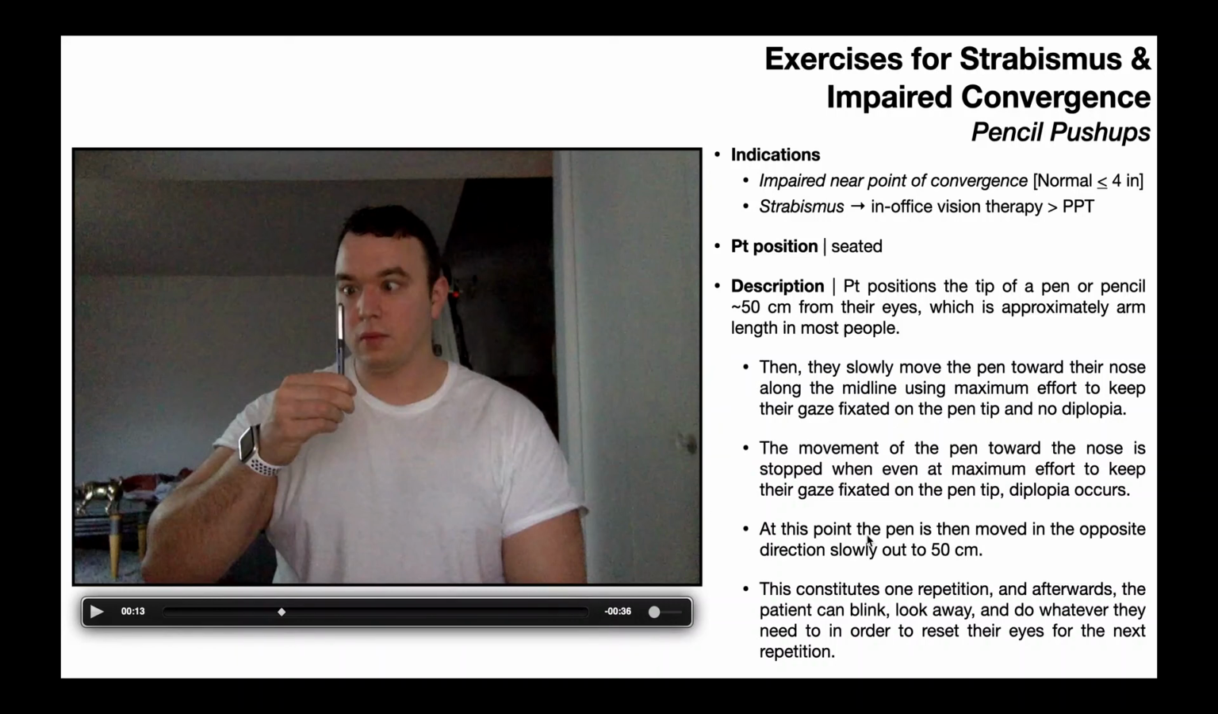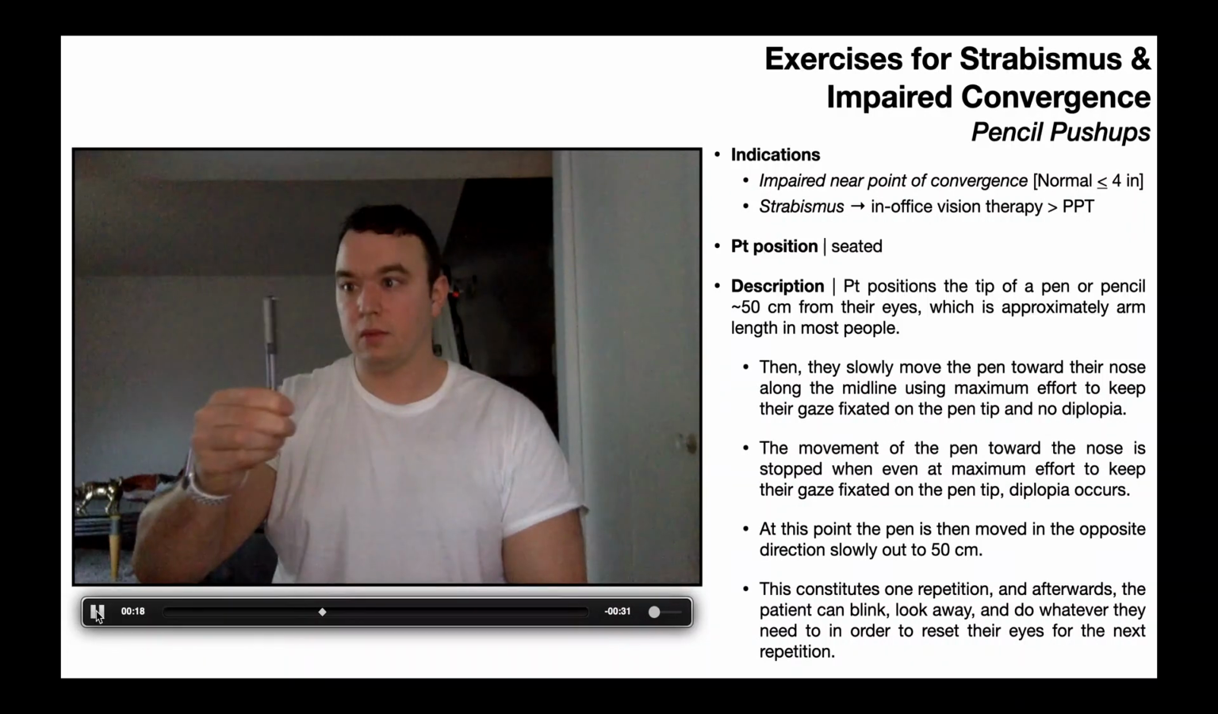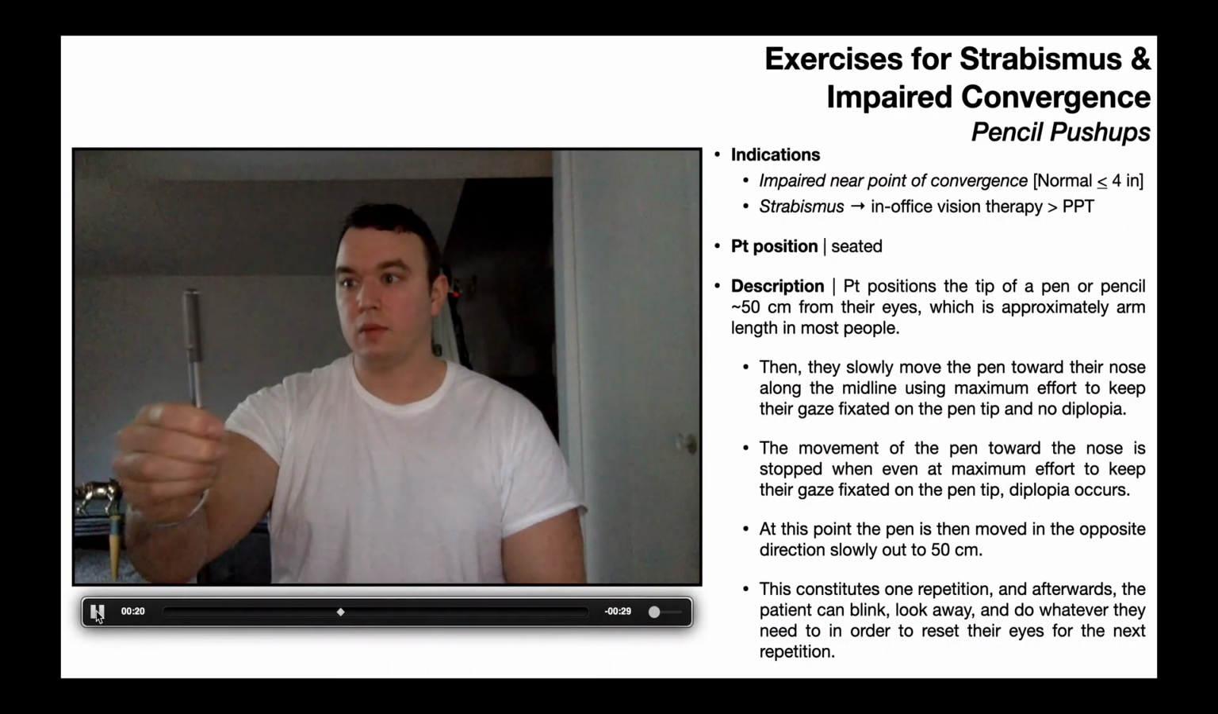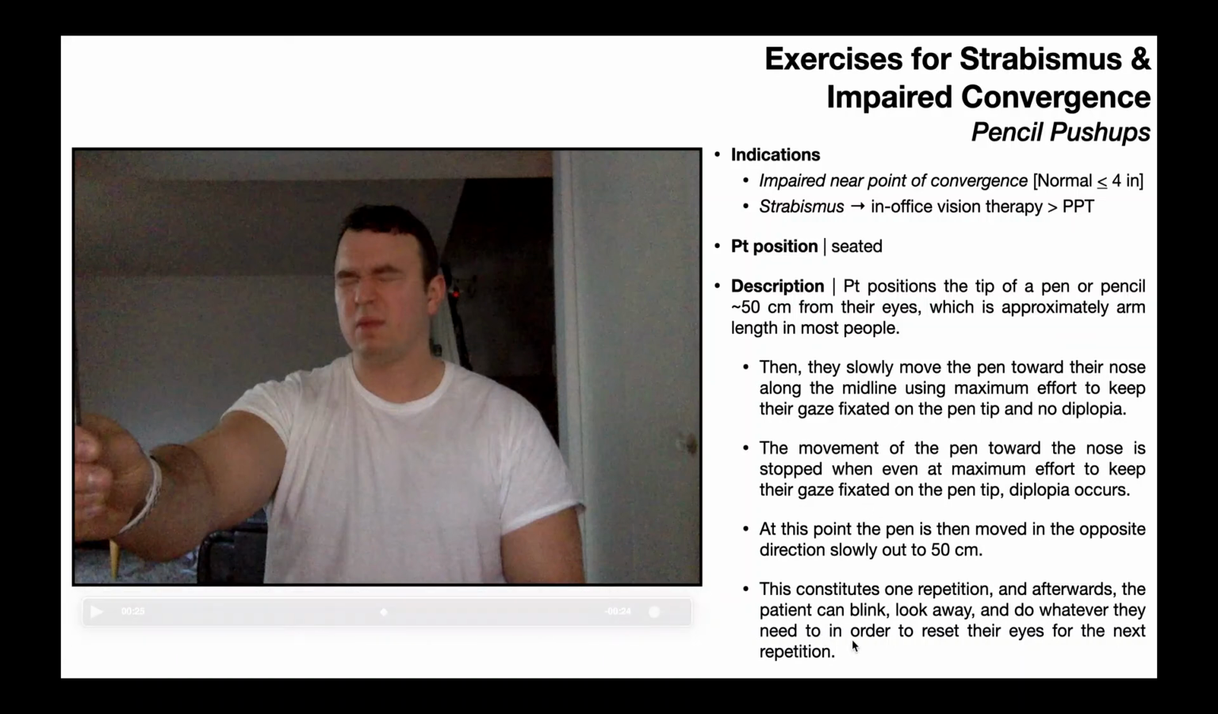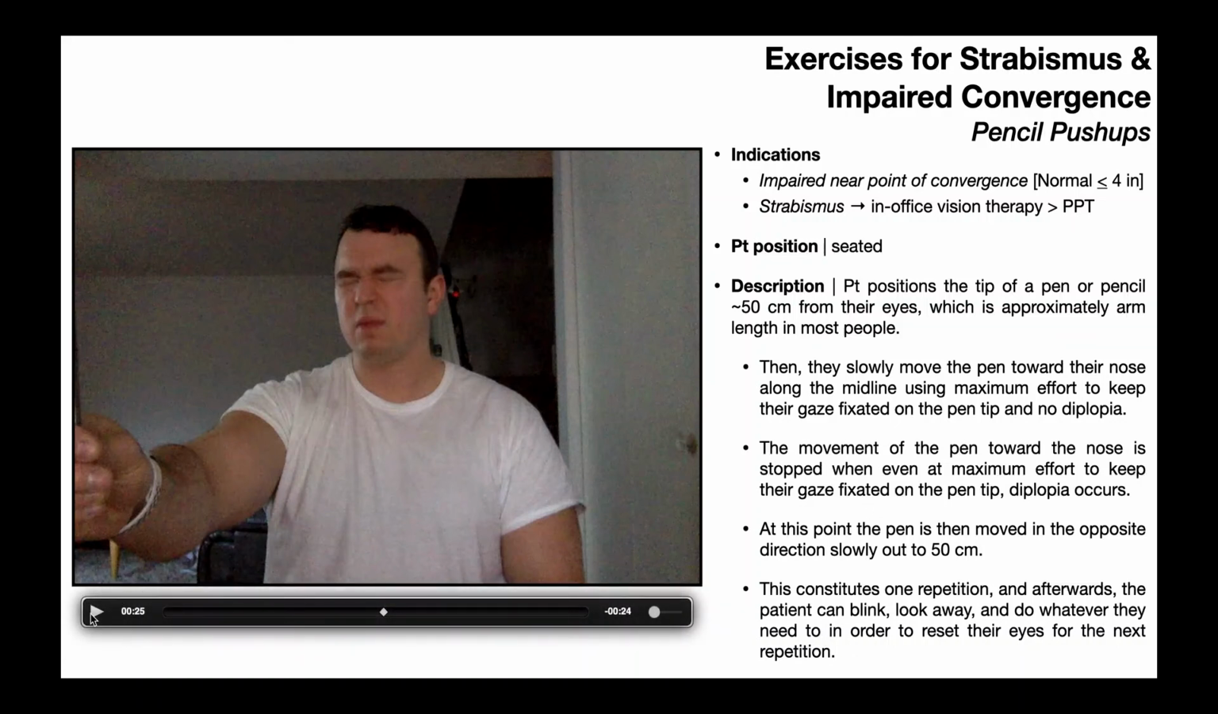And then at this point, the pen is moved in the opposite direction, slowly back out to approximately 50 centimeters. Basically, the starting point. Again, keeping your gaze fixated on the pen. That constitutes one repetition. And so after that, the patient can blink, they can look away, do whatever they need to do in order to reset their eyes for the next repetition.